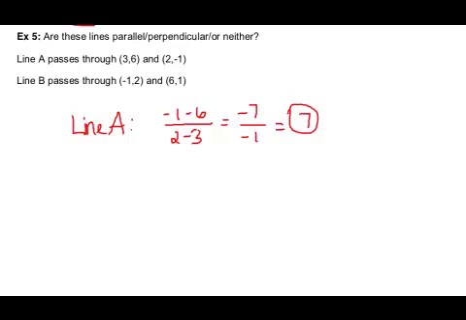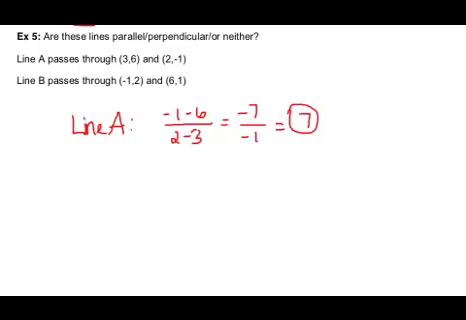So for line A, you should have gotten a slope of positive 7. We took y2, which is negative 1, minus 6, which is our y1, and then subtracting 2 minus 3 to get negative 7 over negative 1, and that would give you a positive 7. Now, some of you might ask whether the order that we subtract these in matters. As long as you start with the same x or y value, then it does not matter.